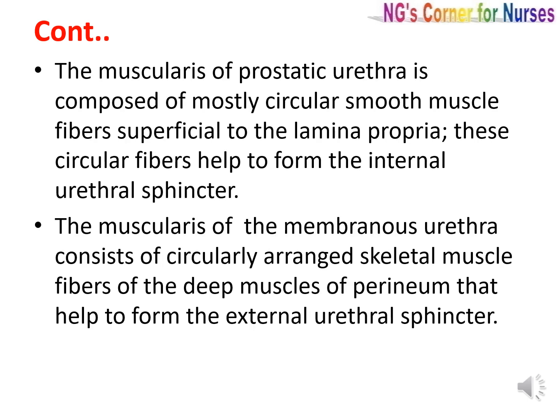The lamina propria of the male urethra is areolar connective tissue with elastic fibers and a plexus of veins. The muscularis of prostatic urethra is composed of mostly circular smooth muscle fibers superficial to the lamina propria, and these circular fibers help to form the internal urethral sphincter. And the muscularis of the membranous urethra consists of circularly arranged skeletal muscle fibers of the deep muscles of perineum that help to form the external urethral sphincter.